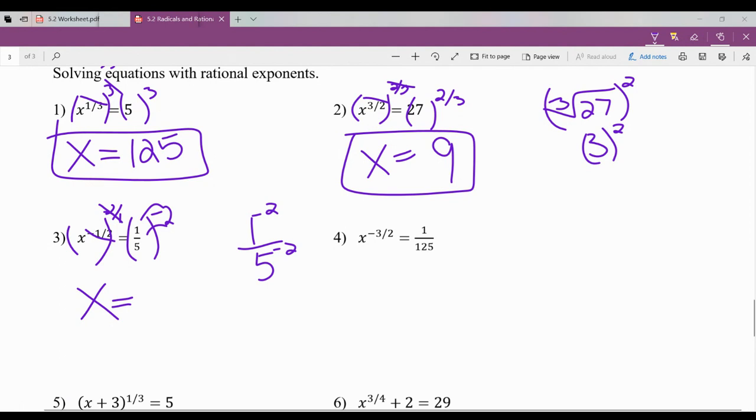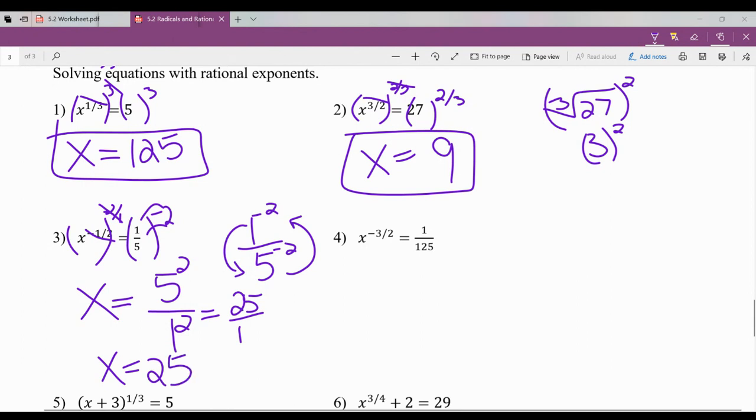All right, we want to write them so that they have positive exponents. So I'm going to take this and move it down into the denominator so it has a positive exponent. And if it's on the denominator with a negative, I'm going to move it up. So 5 to the 2. So x is going to equal 5 squared is 25 divided by 1 squared is 1. 25 over 1, 25.